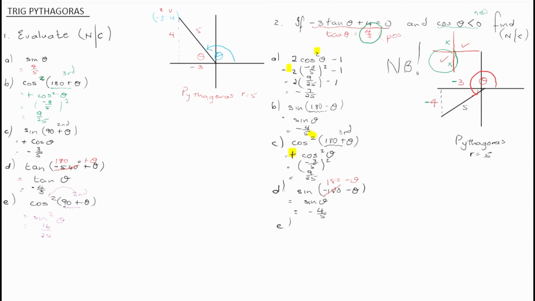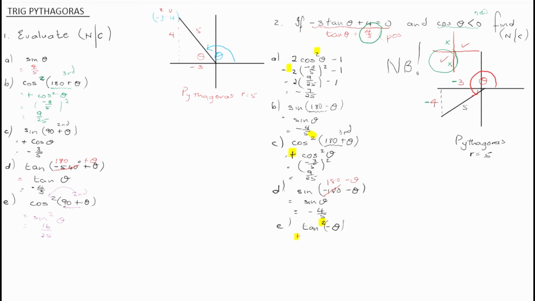Right. E, tan squared of negative theta. Okay, I went a bit crazy here with all of these squareds. Let's just go and highlight them. The square means it's going to have to pick up a positive.